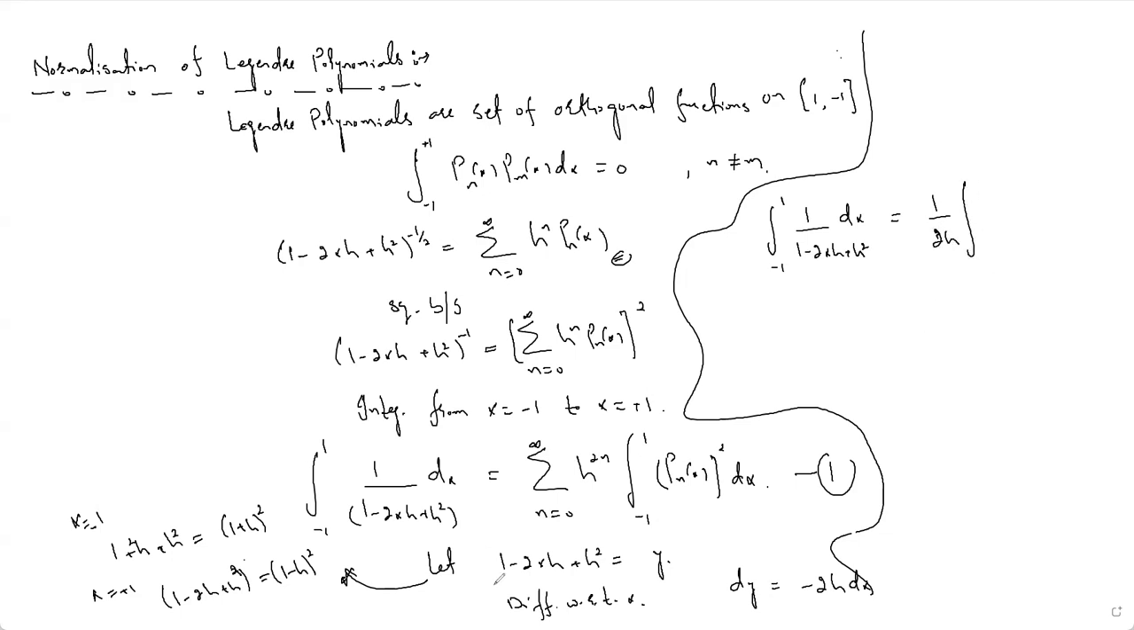Now the lower limit will become 1 minus h square, 1 minus h whole square. I am changing the limits. Actually this 1 minus 2h will become, when changing the limits, 1 minus h whole square, and the upper limit 1 plus h whole square.